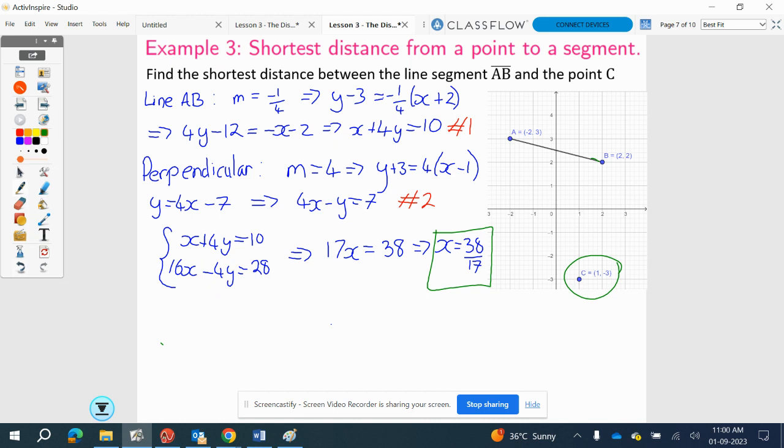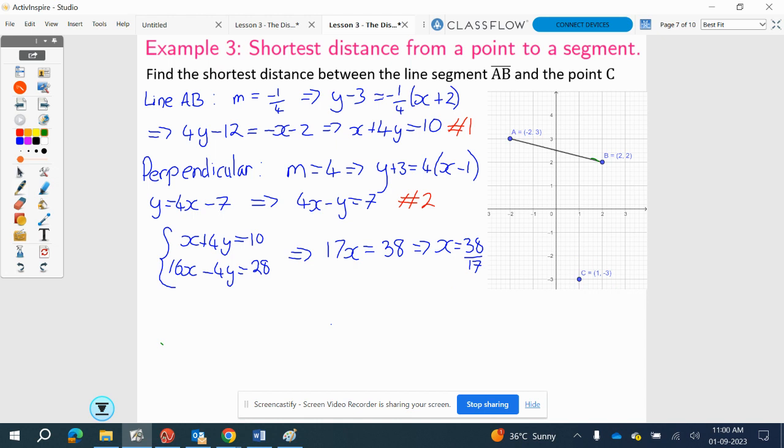Now, what is the domain of the line segment? Negative 2 to 2. Is this number bigger than 2? No. What's 17 times 2? It's 34. So 34 over 17 is 2. So this is bigger than 2. It's 2.2. What does that mean? That means the intersection is not on the line segment. There's no triangle.